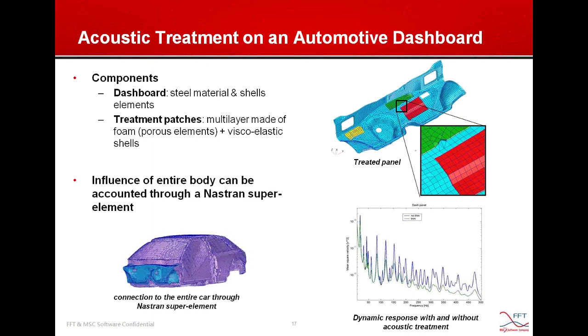Now, if we go further in such a model, we can connect the dashboard with a Nastran super element representing the dynamic influence of the car body. So we can account for the influence of the car body on the dashboard while we perform a local analysis on the dashboard.